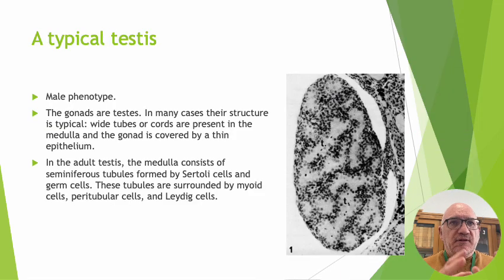Typical testis looks like this kind of gonad. The structure is typical, in this case, with wide tubes or cords present in the medulla, and the gonad is covered by a very thin epithelium. In the adult testis, the medulla consists of seminiferous tubules formed by Sertoli cells and germ cells. These tubules are surrounded by myoid cells, peritubular cells, and Leydig cells.